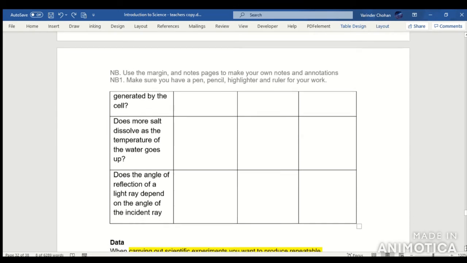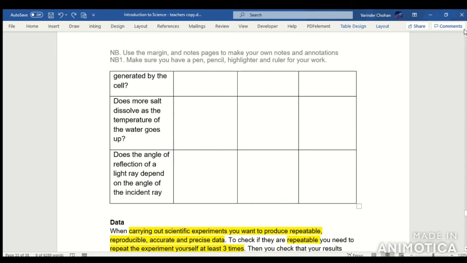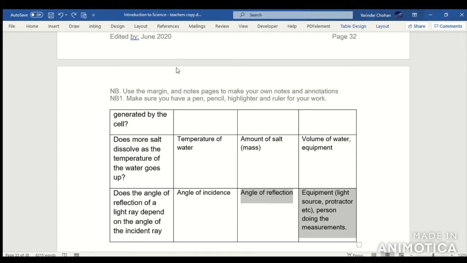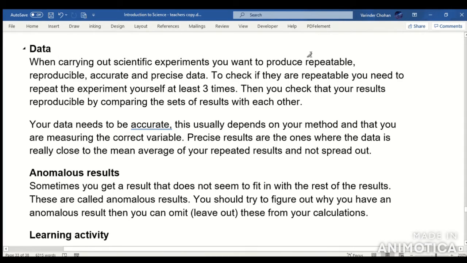Next practical, does more salt dissolve as the temperature of the water goes up? The independent variable is the temperature of the water. The dependent variable is the amount of salt. The control variables can include the volume of water or the equipment used. And the last practical, does the angle of reflection of a ray depend on the angle of the incident ray? The independent variable is angle of incidence. The dependent variable is angle of reflection, and control variables can include the equipment.